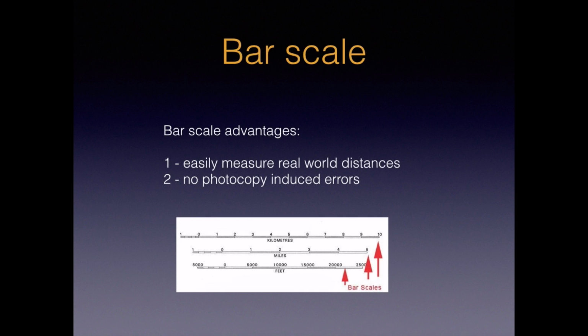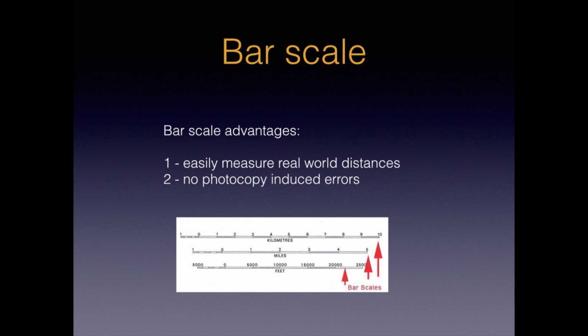The second kind of map scale is called a bar scale, also known as a graphic scale. This is a diagram that looks like a ruler that shows right on your map various real-world distances. Good bar scales will list feet, miles, and kilometers like we see here. Bar scales are helpful in a couple of ways. 1, they allow you to easily measure real-world distances on your map, and 2, they do not create errors if they are enlarged or reduced on a photocopier or during printing. For this reason, a bar scale is usually the most useful scale out of the 3.